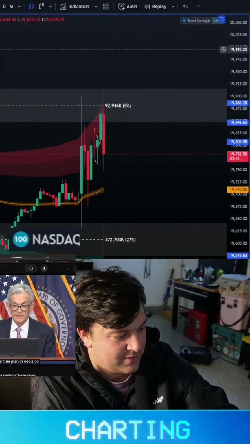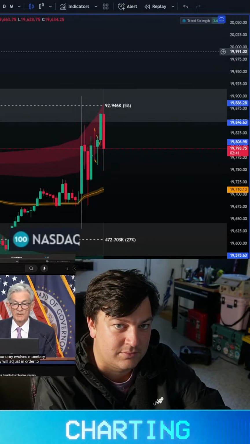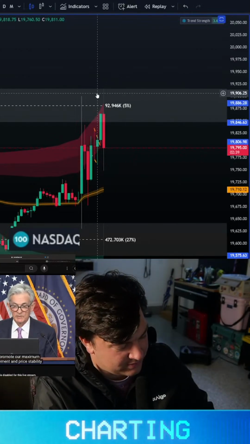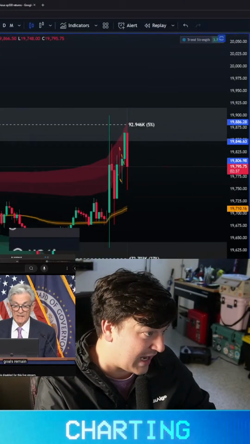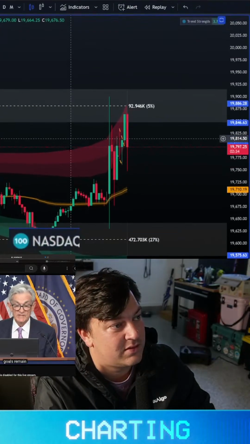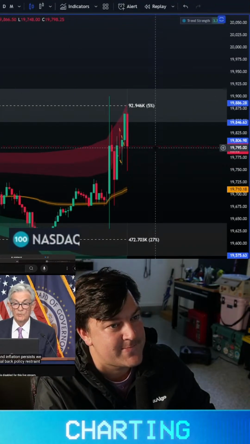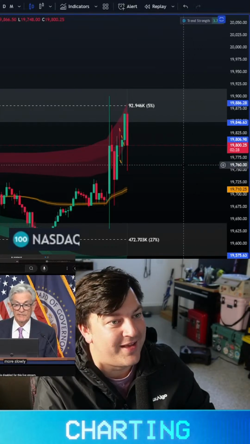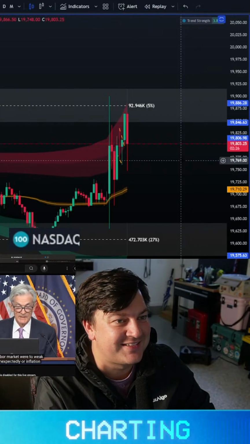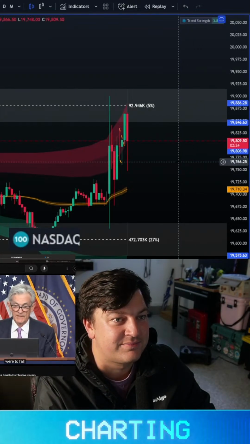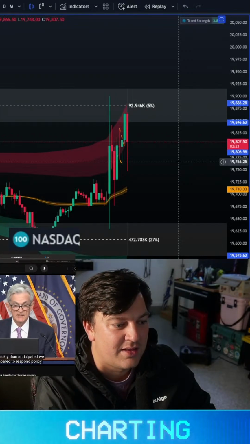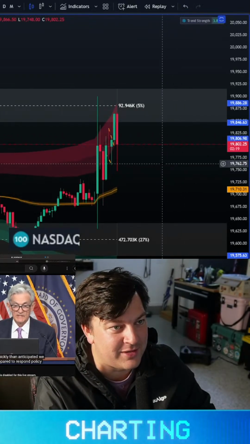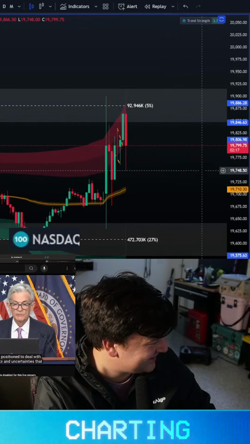monetary policy. If the economy remains solid and inflation persists, we can dial back policy restraint more slowly. If the labor market were to weaken unexpectedly, or inflation were to fall more quickly than anticipated, we are prepared to respond. Policy is well positioned to deal with the risks and the uncertainties that we face in pursuing both sides of our dual mandate.